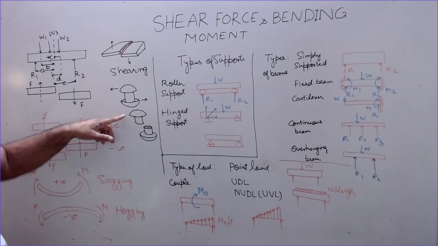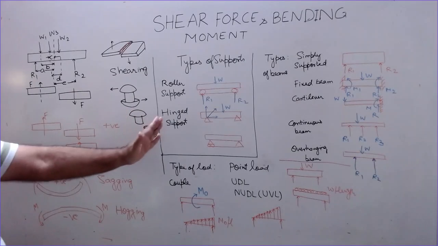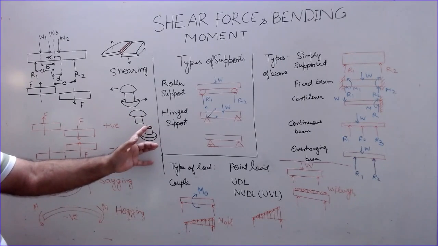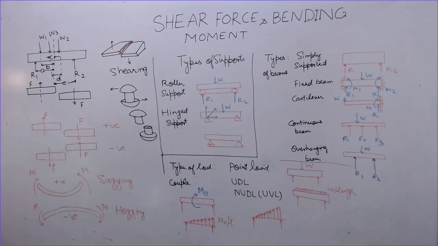Now as a result, one part remains here, the other moves, and it has been sheared along the surface which has been shown in red. So this is the basic of shearing. Now come to the beam. This is the beam. The types of beam we will be discussing later on.